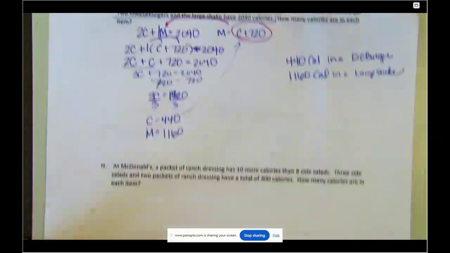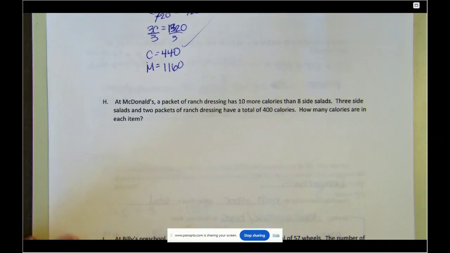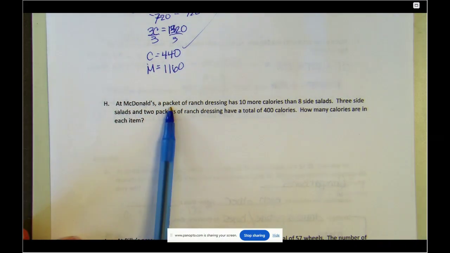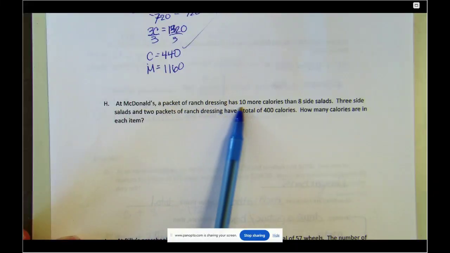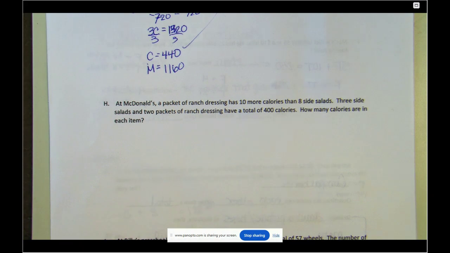Okay, let's take a look at letter H. Okay, at McDonald's, first sentence. At McDonald's, a packet of ranch dressing has 10 more calories than 8 side salads. You guys, I want you to stop and think about that. The ranch dressing has more calories than 8 salads. That's crazy. The McDonald's website. Yep. Okay. I don't know. I made that up.